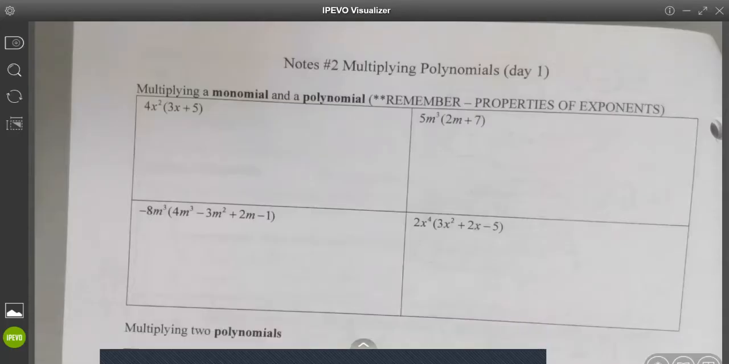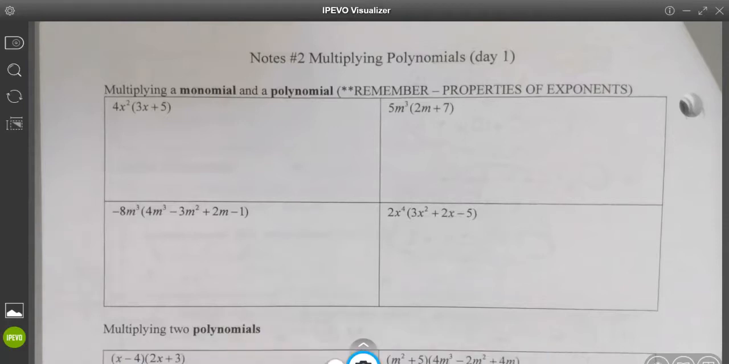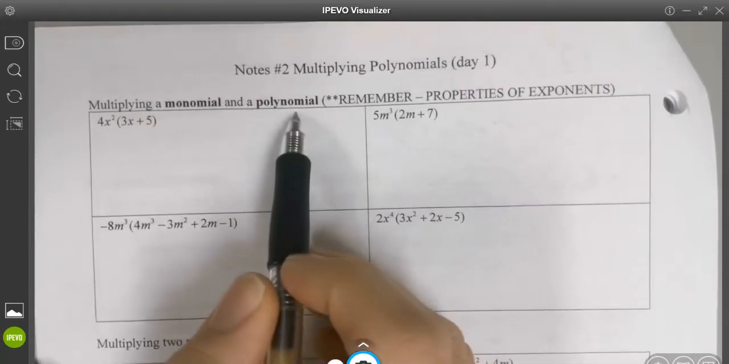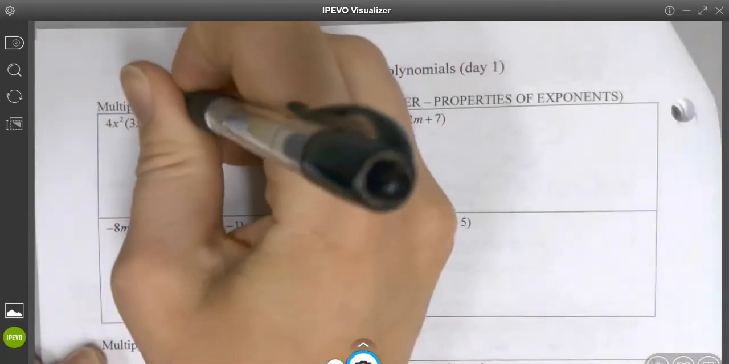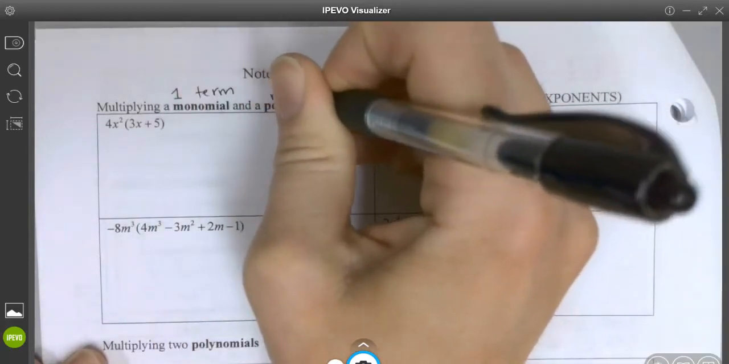Okay, so today we're going to talk about multiplying polynomials. The last class we talked about adding and subtracting polynomials, and you'll see some of our vocabulary coming into play here. So the first thing we're going to look at is when we multiply a monomial by a polynomial, which means one term that gets multiplied by many terms.